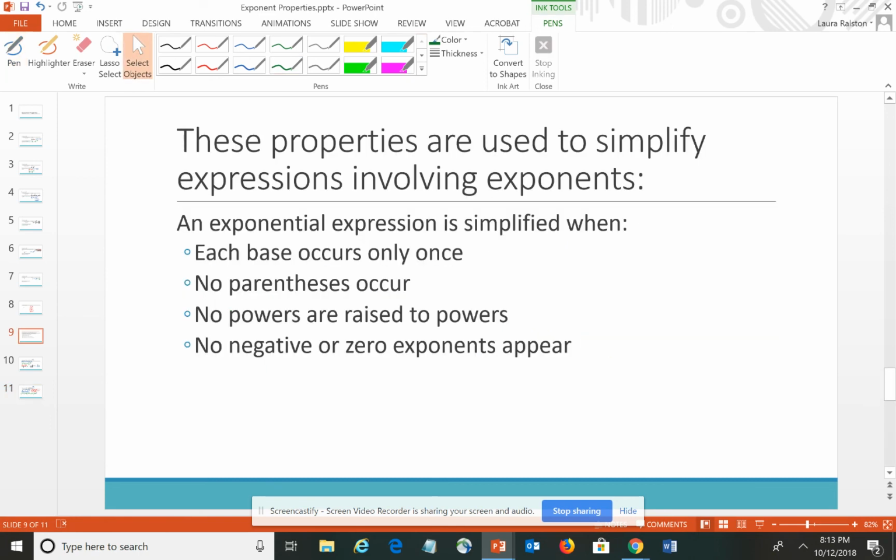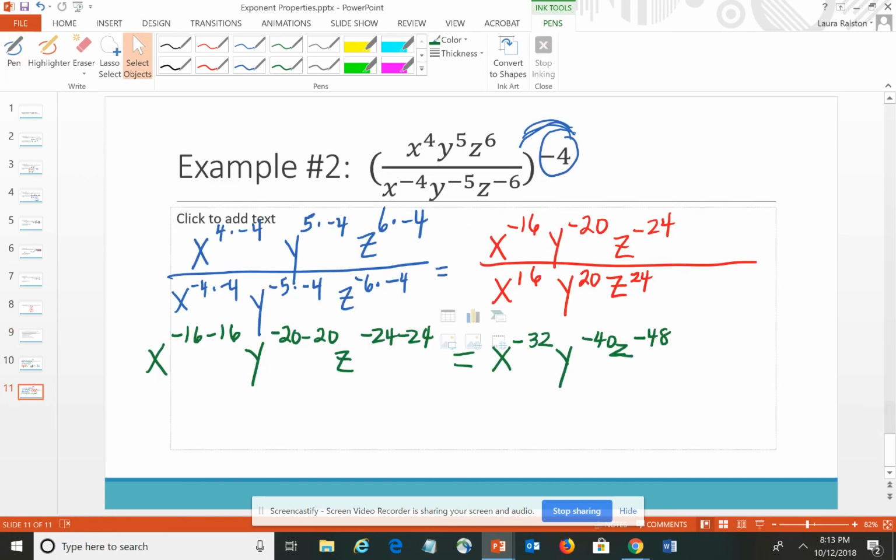Can't have the negative exponents, so the next thing that I have to do is get rid of those negative exponents. Again, remember that this expression is over 1, and to make them positive exponents, I need to move them to the denominator. So I'm going to have 1 over x to the 32nd, y to the 40th, z to the 48th. Again, notice in the final answer, I do not have any base that occurs more than once.